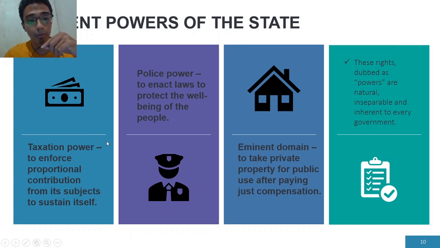Next is police power. Police power is power to enact laws to protect the well-being of the people. So when we say police power, this is always for the well-being of the people. Well, in theory at least. So this is for the well-being of the people. While eminent domain naman, this is to take private property for public use after paying just compensation.